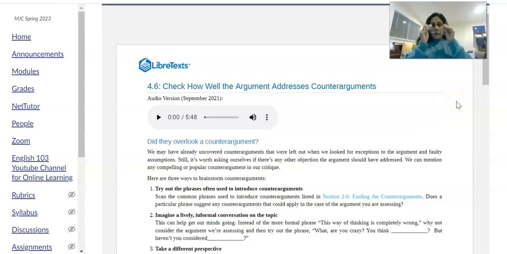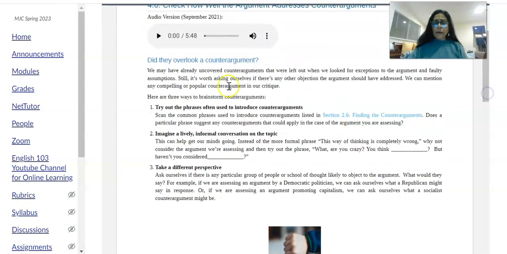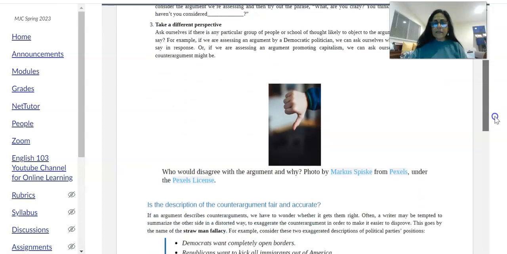Okay, here we go. One of the questions to ask ourselves is, did they overlook a counterargument? When you read an essay by any author, you need to ask yourself, is the counterargument there? Have they addressed it, or did they overlook it? They just ignored it. What happened here? There are three ways in which you can brainstorm counterarguments, and these are some of the examples that the authors give us.